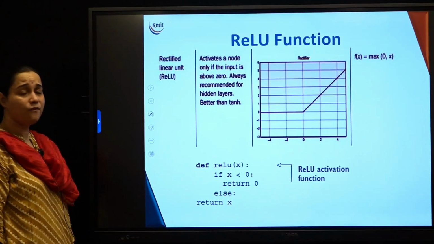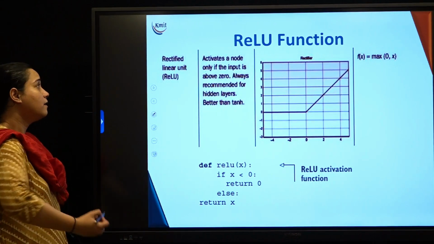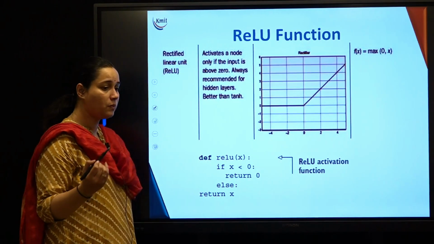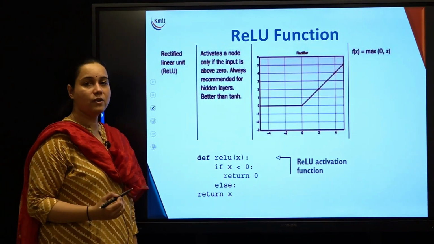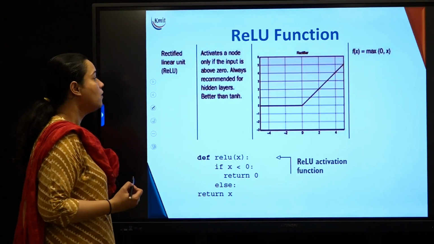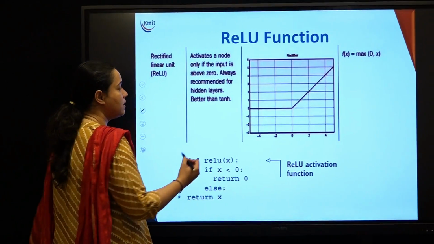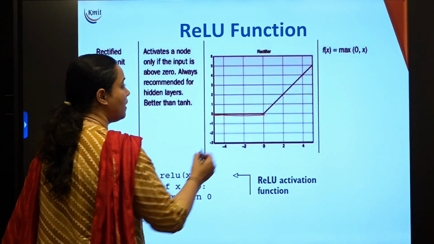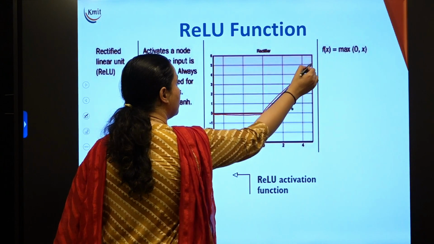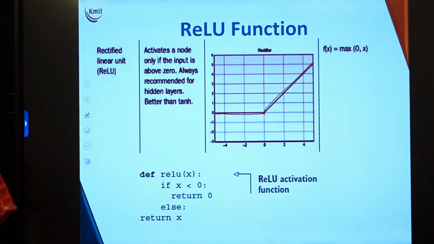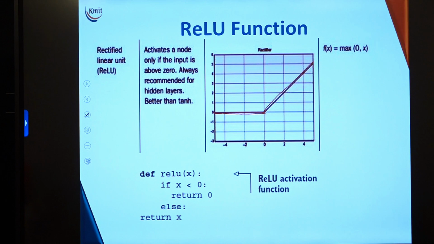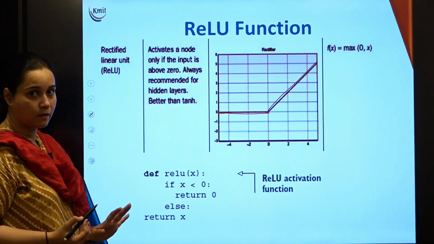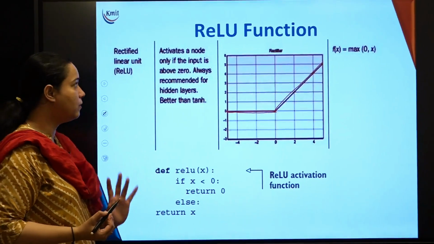Next, a very important function, the ReLU function. ReLU stands for rectified linear unit. The moment I say rectified, that means I am doing a certain sort of rectification to that particular waveform. You can see that I am truncating this waveform in the negative values, and then I have a straight line towards the positive side. That's a ReLU. So what is happening inside a ReLU? It activates a node only if the input is above 0. If the input is above 0, then the node is activated.